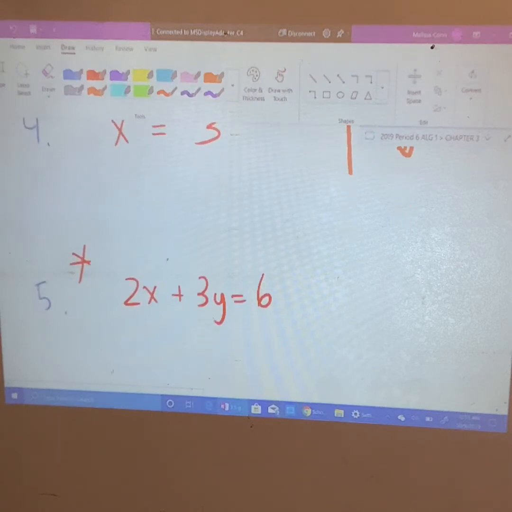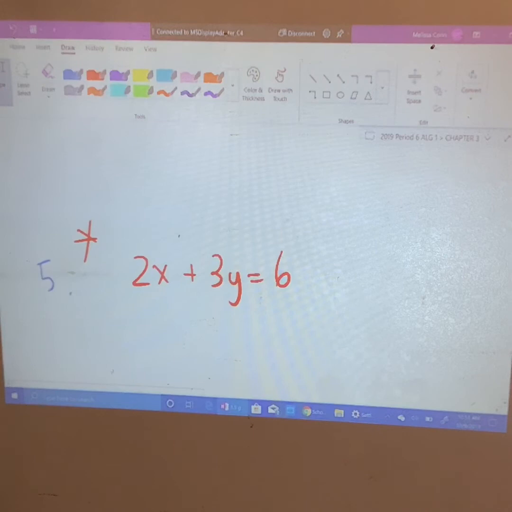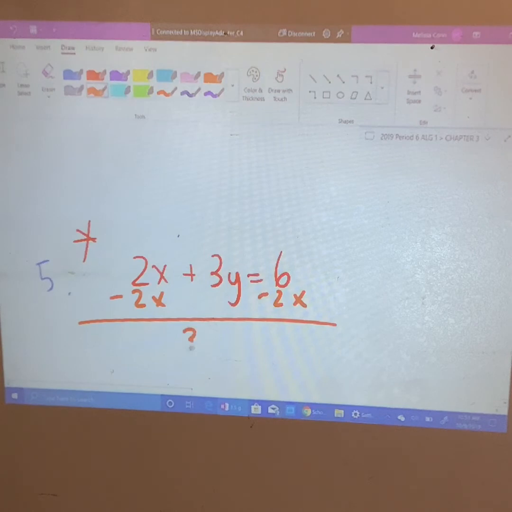All right, in problem number 5, we just got through practicing how to change a standard form equation into a slope-intercept form equation. That way you can determine for me the slope and the y-intercept. All right, so let's go ahead and do this now. We have 2x plus 3y equals 6. I'm going to take away 2x on both sides. That's going to leave me with 3y equals negative 2x plus 6.